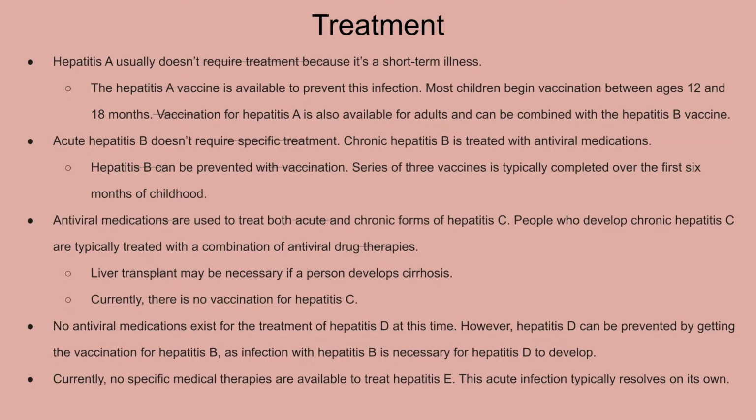Acute hepatitis B doesn't require specific treatment. Chronic hepatitis B, however, requires treatment with antiviral medications. Hepatitis B can also be prevented with injections in a series of 3 vaccines. Antiviral medications are used to treat both acute and chronic forms of hepatitis C. People who develop chronic hepatitis C are typically treated with combination antiviral drug therapies. A liver transplant may also be necessary if a person develops cirrhosis, and there's currently no vaccination for hepatitis C.